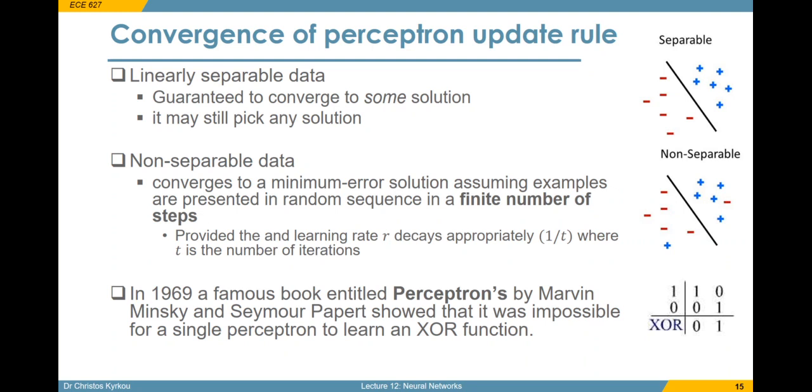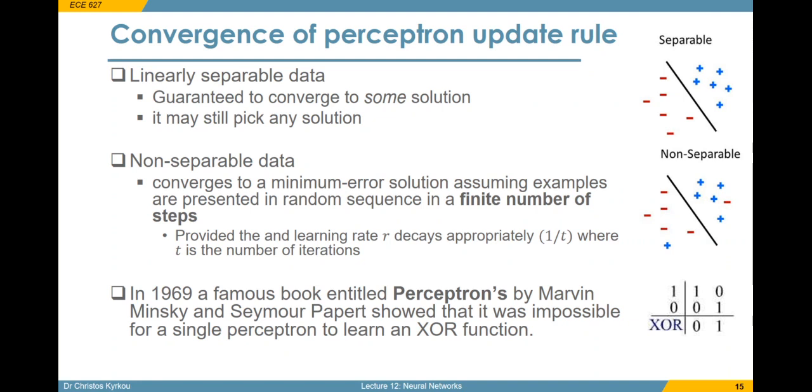Now, in the case that our data are not linearly separable, the perceptron algorithm will converge to a minimum error solution, assuming, however, that the learning rate decays over time. That's the only assumption. And again, in this case, we will not get a best separation. However, it will find some solution.